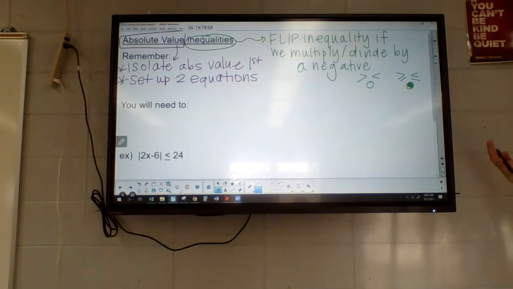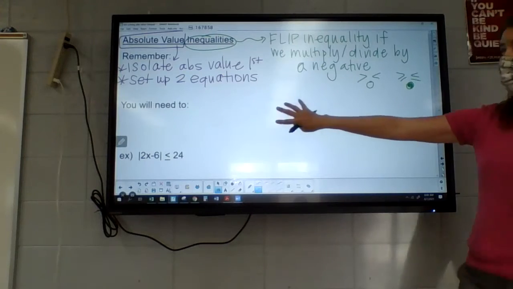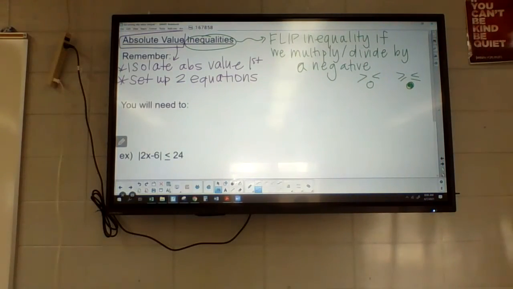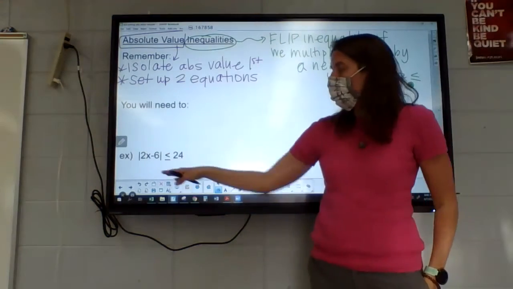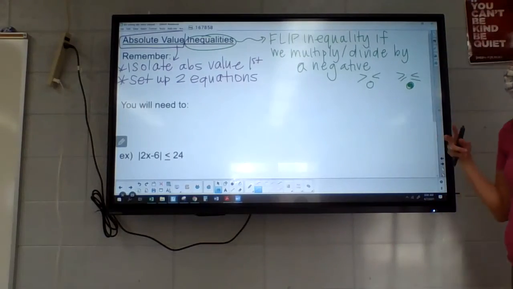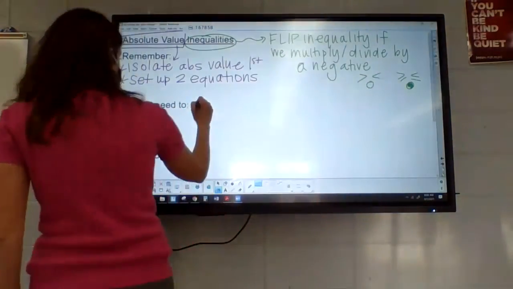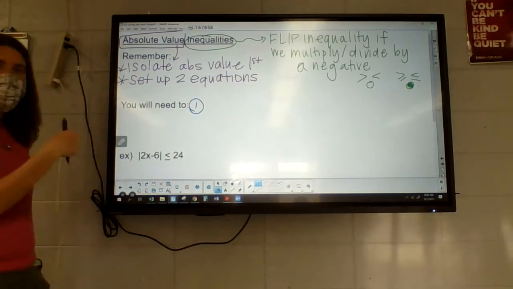So basically we're going to take these two ideas and put them together today. These are going to be our steps for today. Looking at this inequality and its absolute value, we're going to put both of these ideas together. So the first step is we're going to isolate the absolute value. You still need to do that.